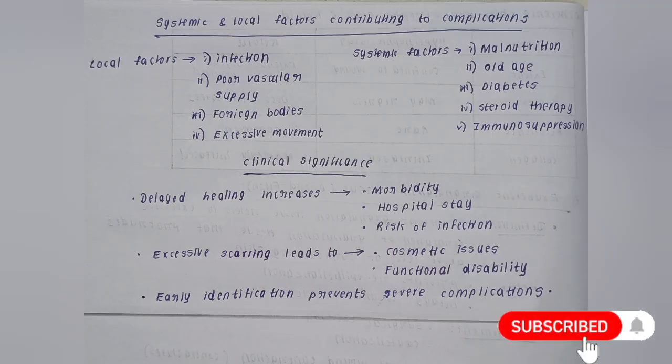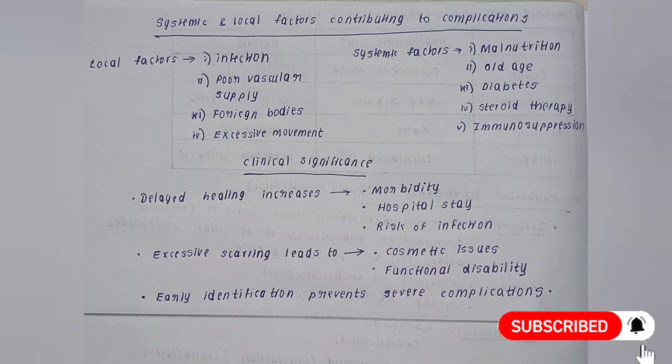And then just write about systemic and local factors contributing to complications. That is basically delaying healing. A video has already been uploaded on this, so just mention a chunk of it. That is, local factors: infection, poor vascular supply, foreign bodies and excessive movement; systemic factors: malnutrition, old age, diabetes, steroid therapy, immunosuppression. If you have not watched that video, please go and watch. You will be clear with it.